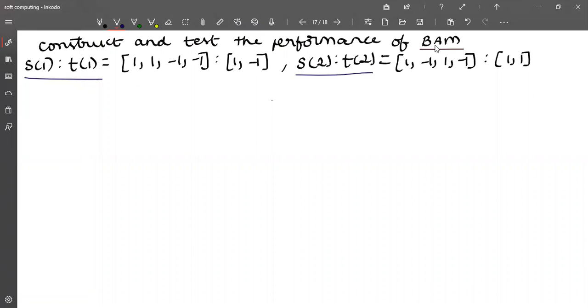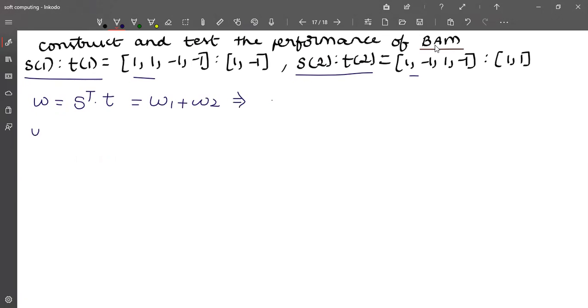Before we perform the forward direction, we'll find the weight. So we'll find weight using outer product rule. The formula of outer product rule that we're going to use to compute the weight is, we have to transpose the given input vector and that has to be multiplied with its corresponding target. Here we have given two input vectors, so we will be getting two weights, W1 and W2. Their sum will be giving us the total weight.